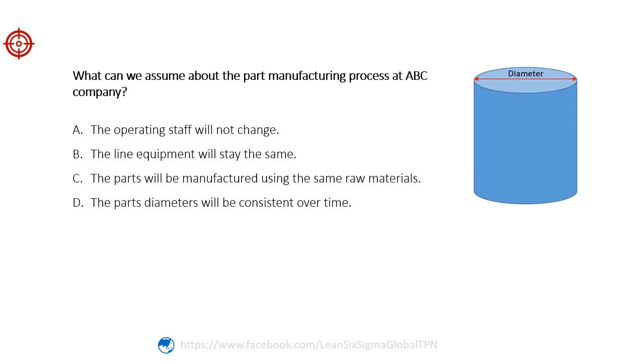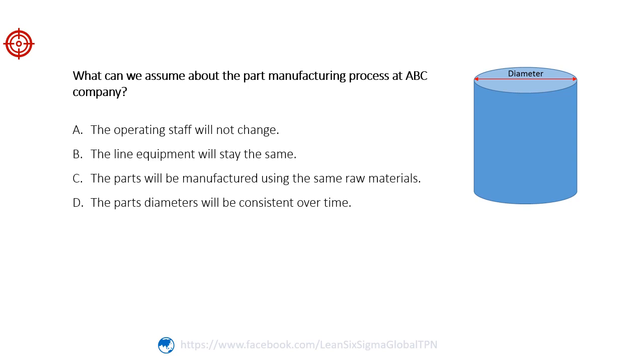So let's go back to ABC company. Suppose the production manager signs a contract to sell parts to a big customer for the next 24 months. A quality engineer tells the manager that the part diameters of the manufactured parts meet specification. If that's true, then what can we assume about the part manufacturing process at ABC over the next 24 months? Okay, so the answer is D. The part diameters will be consistent over time.